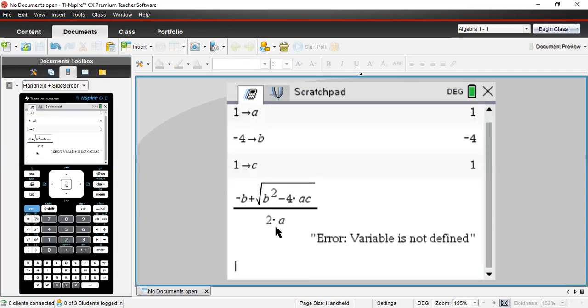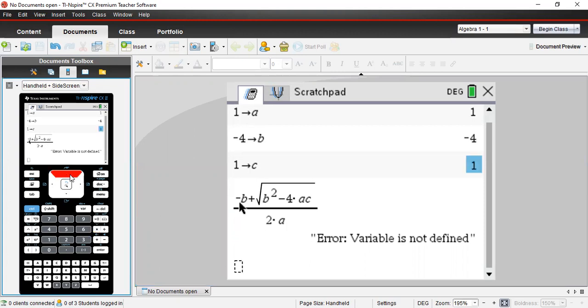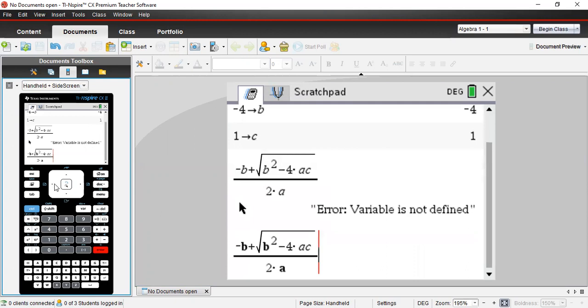The reason I'm getting that error message, and I've said this before, is that whenever you have 2 variables next to each other, the calculator thinks that you've created another variable. But we don't want that to be considered a variable. We want it to be the actual product. So all we have to do is put a multiplication symbol in. I'm going to copy it, go inside here, and put a multiplication symbol. Then I press enter.